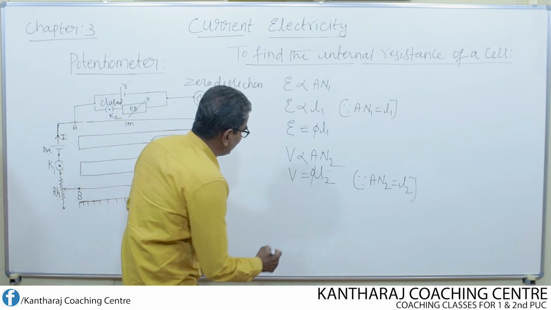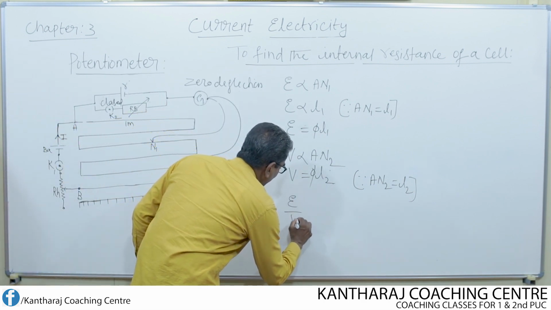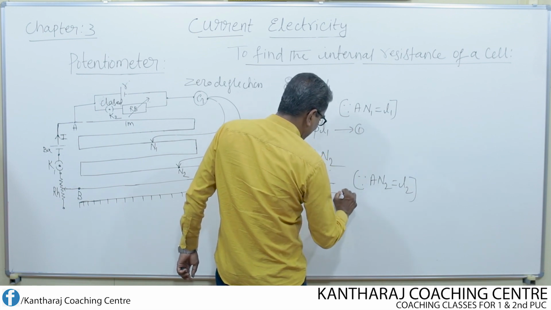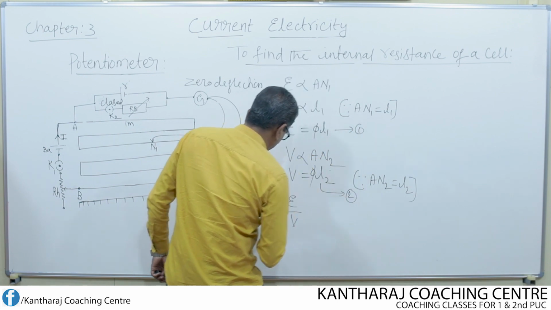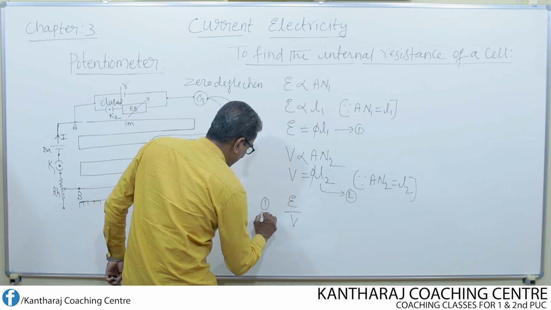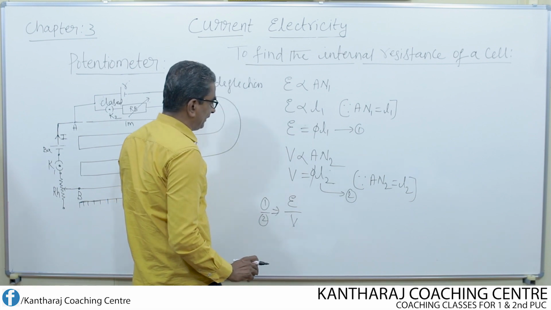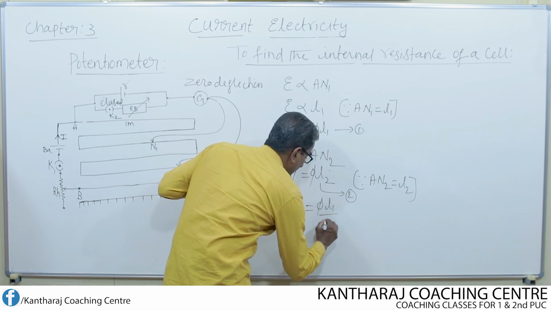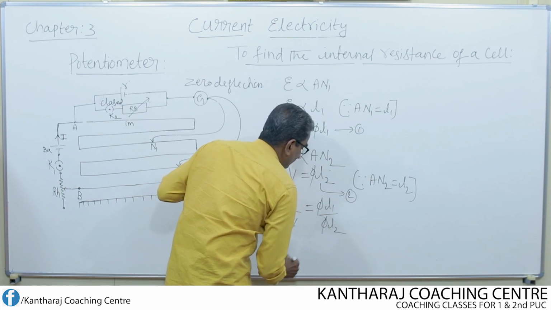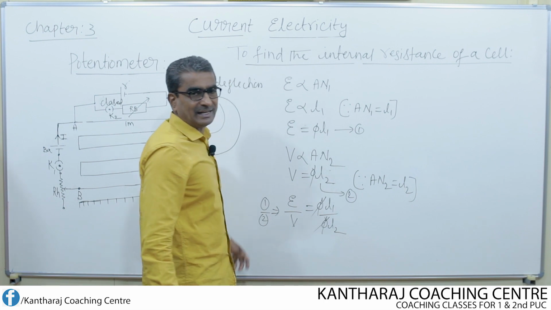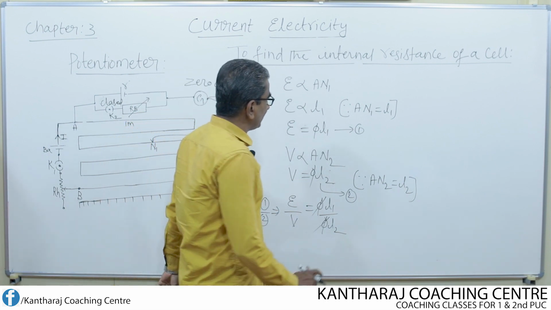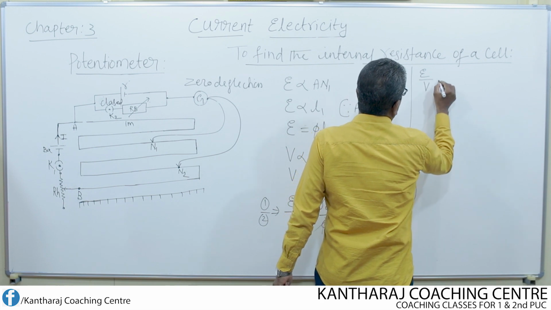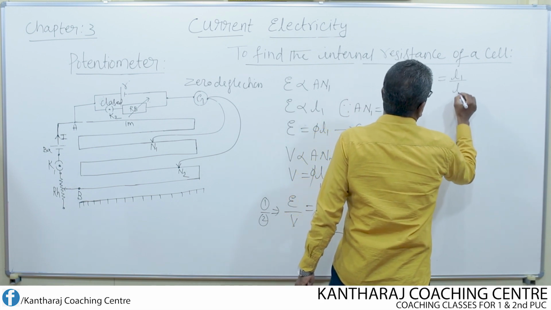Now let us divide E by V. If I call this equation 1 and this equation 2, then equation 1 divided by equation 2 gives E by V equal to phi into L1 divided by phi into L2. So phi and phi get cancelled. Then we get E by V equal to L1 by L2.